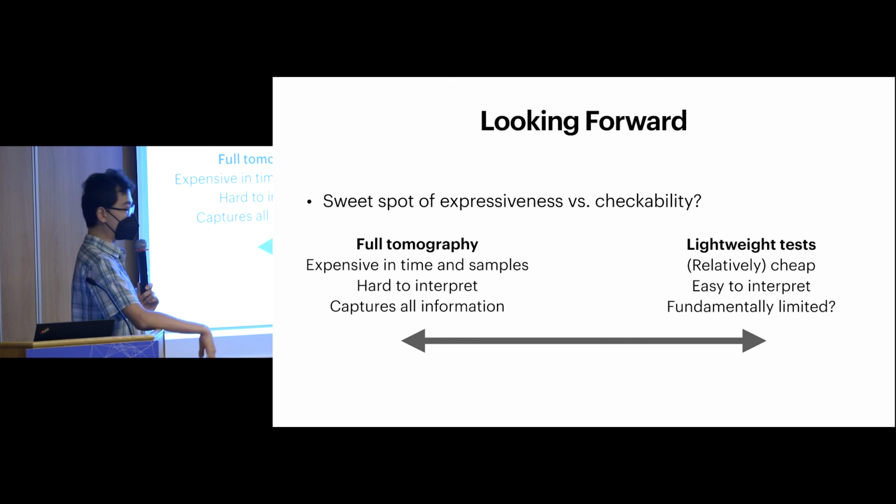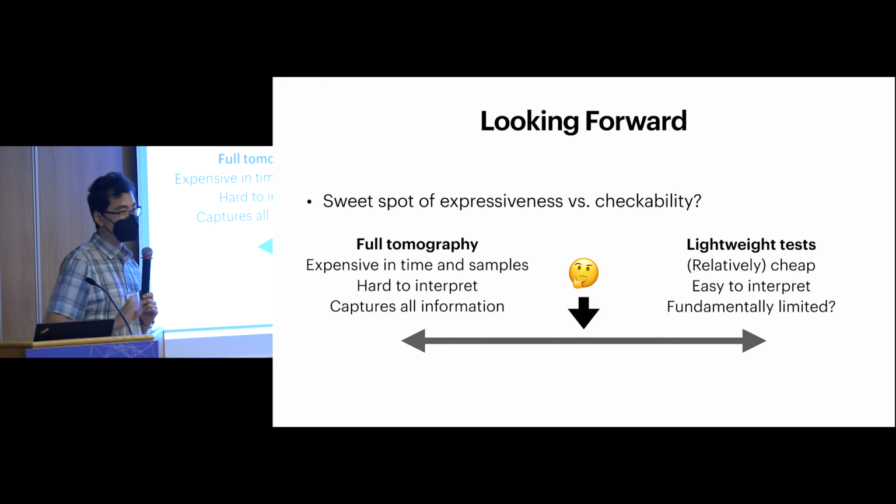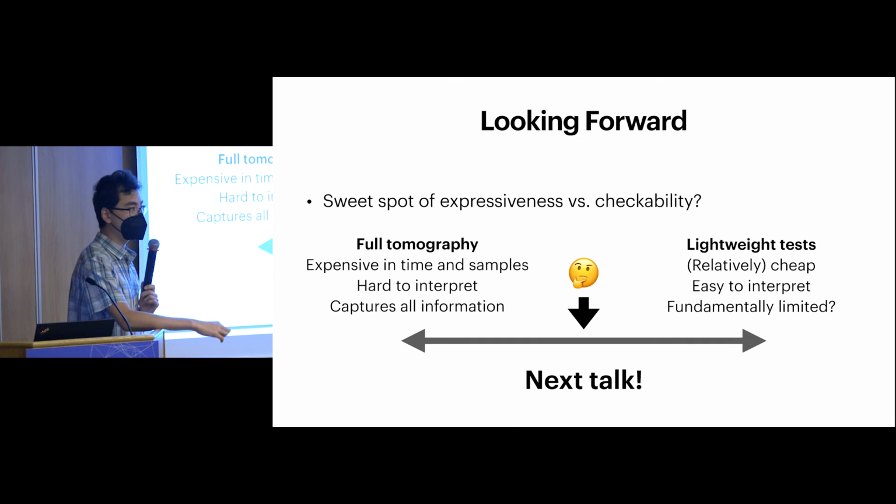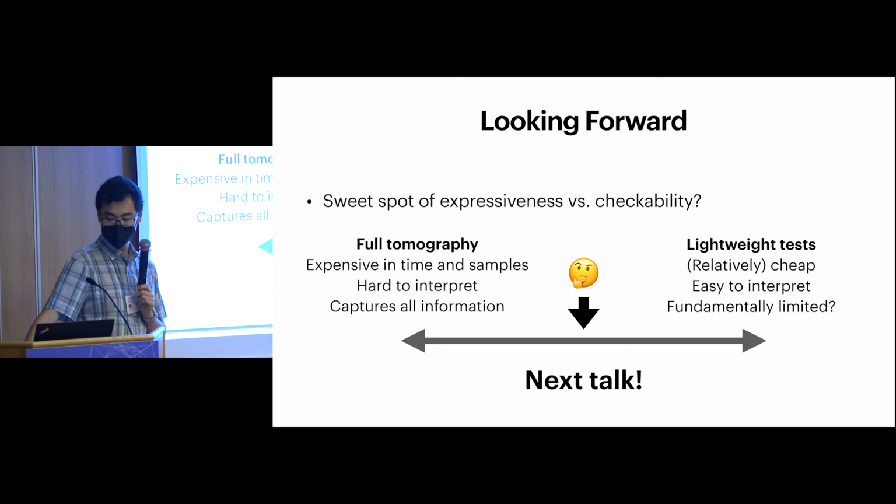On the other end, you have something like what we did, a relatively cheap operation like a swap test that is pretty easy to interpret. In this case, it just tells you, is it separable or is it not? And there's good reason, unfortunately, to believe that it's still fundamentally limited how much this technique can tell you. Is there somewhere in the middle? Can we actually get something in between these extremes that shares some of the benefits of both sides? I think the speaker in the next talk should hopefully have a good amount to say about that.